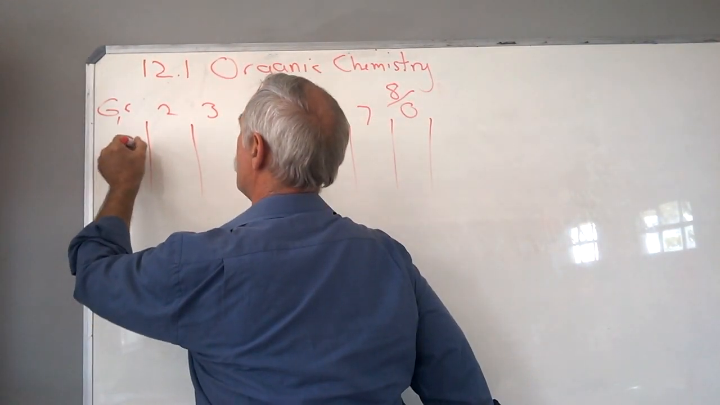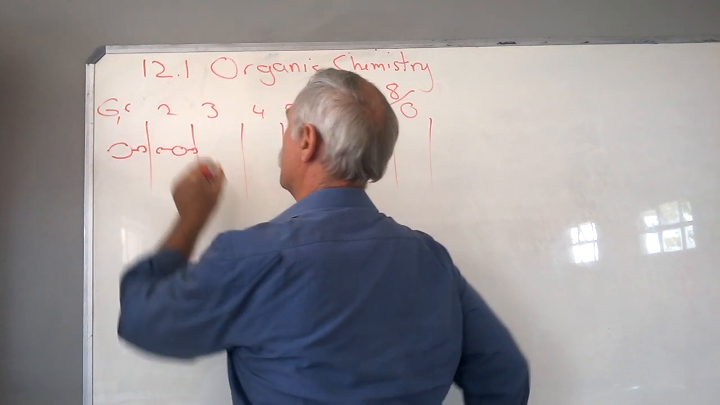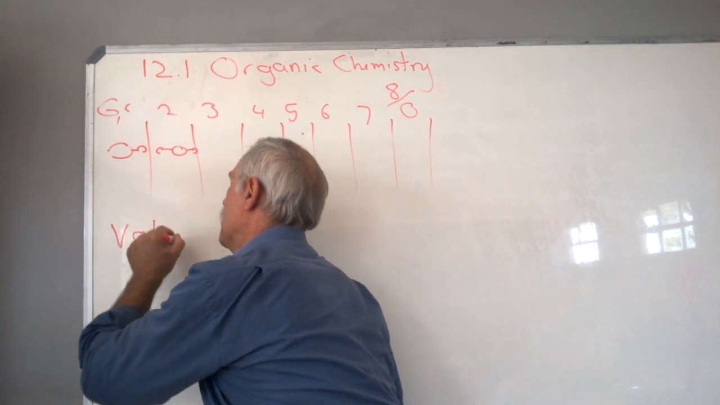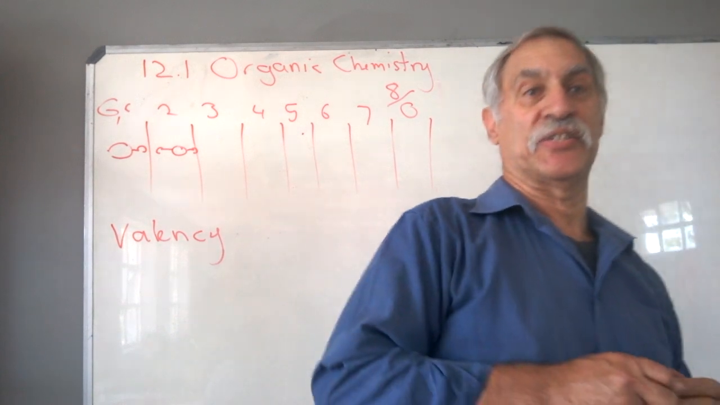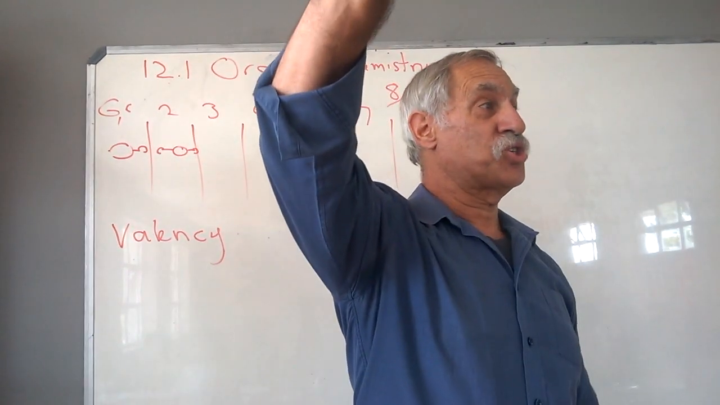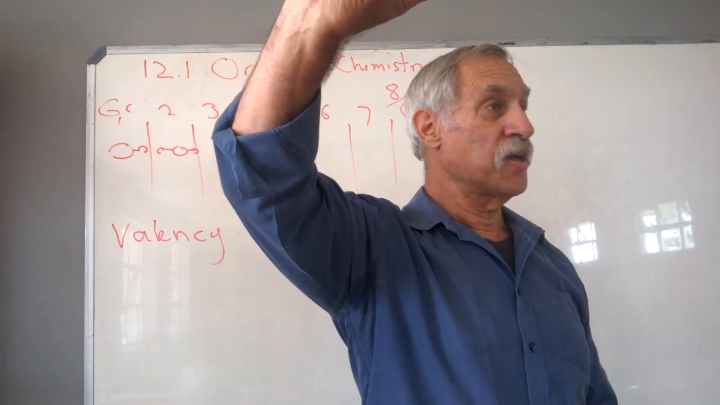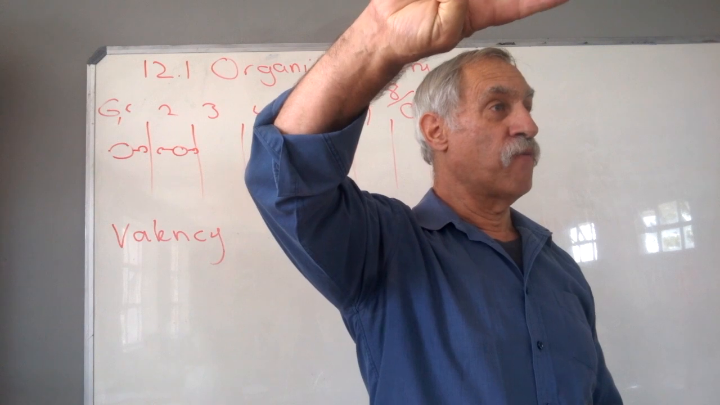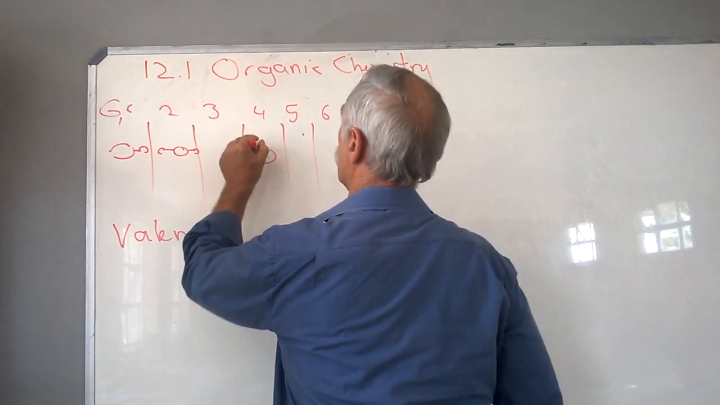Anyone like to give me any guesses for what the name of a hook is in scientific terms? Valency. Lovely. It's got a valency or valence. So group 2 have got 2 hooks or a valency of 2. Group 3, 3 hooks. Group 4, 4 hooks. So we draw group 4 like this.